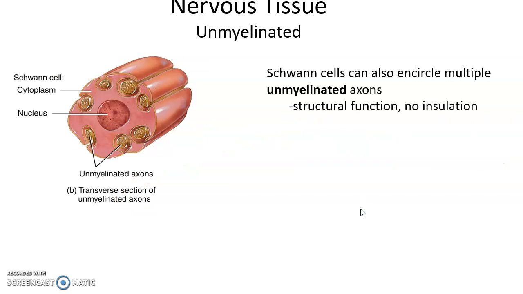As I mentioned before, there are unmyelinated axons out there. Not a lot, but they are there. They do associate with Schwann cells. However, it doesn't form a myelin sheath around them. It just holds the axons together, thereby structurally keeping them together. So it's just a structural formation.